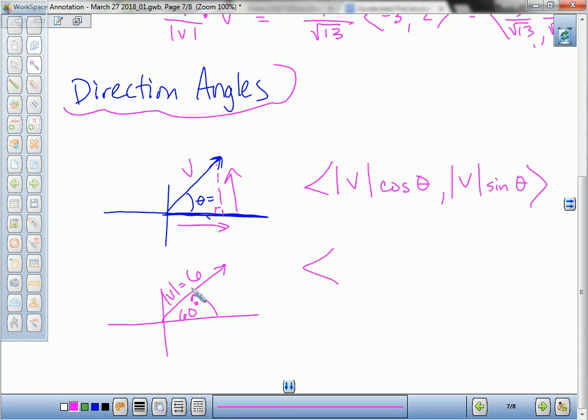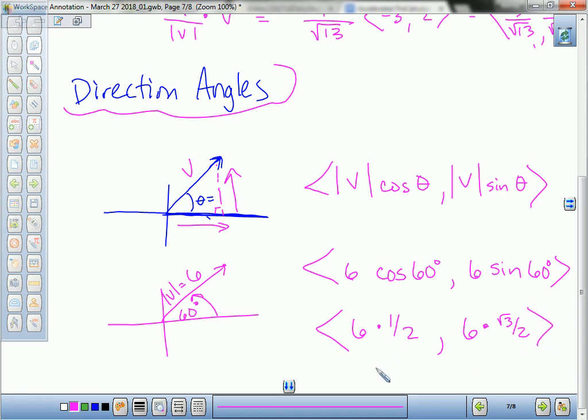Okay, so I gave you the magnitude. That's pretty easy. We can plug it in. It's 6 times cosine of 60 degrees, and then 6 times sine of 60 degrees. So what would the component form for this vector be? 6 times 1/2 and 6 times root 3 over 2. So this would be 3 comma 3 root 3. Simple when you have the unit vector, but if you don't, then what do you do?